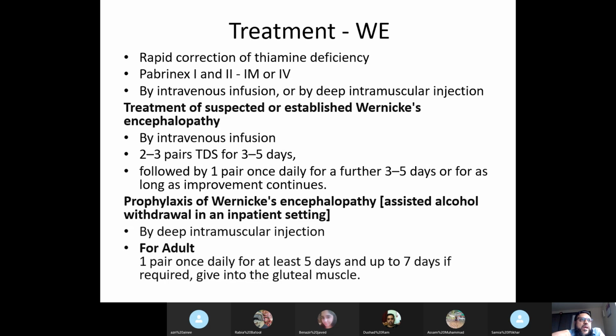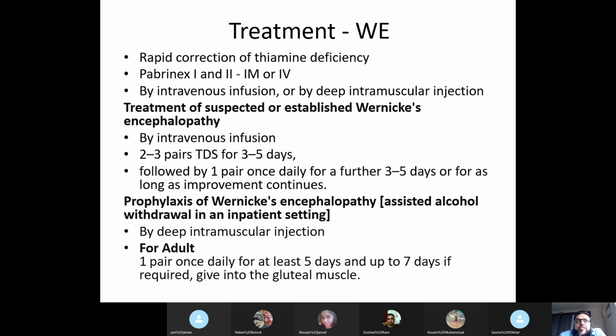because if you give oral thiamine, it's not going to be absorbed, because the absorption is so poor in the alcohol withdrawal state, and you need very high doses. Even if it is absorbed, it will be absorbed in very small doses. So the deep intramuscular injection or intravenous infusion will be ideal. By intravenous infusion, 2 to 3 pairs TDS.